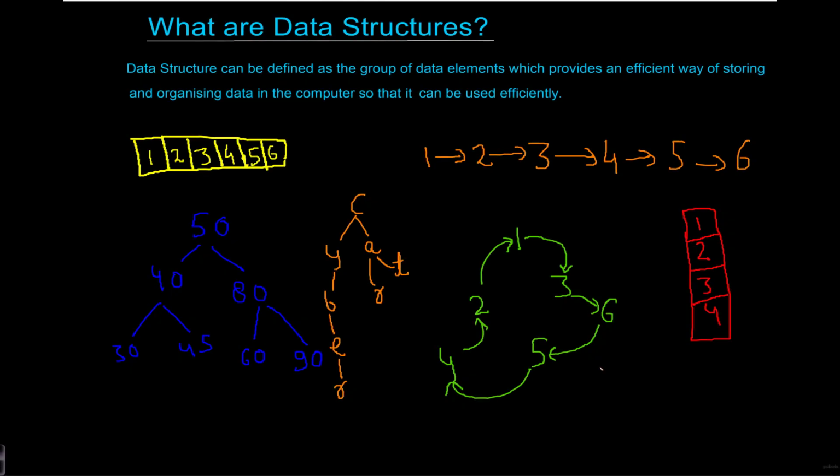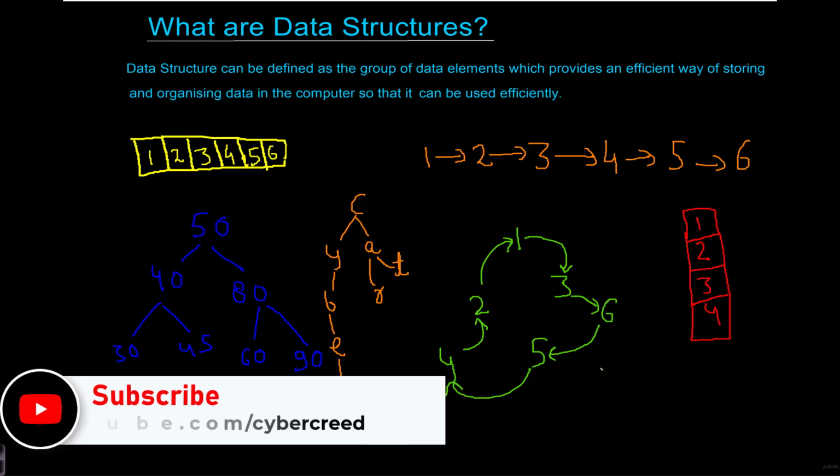So here on the screen you can see the basic definition of the data structure. A data structure can be defined as a group of data elements which provides an efficient way of storing and organizing the data in the computer so that it can be used efficiently.